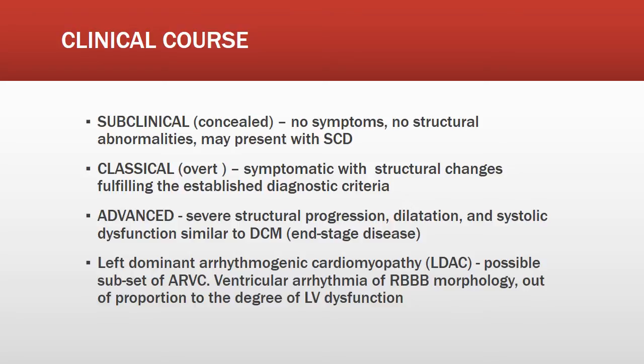Then there's another subset of ARVC, which is the left-dominant arrhythmogenic cardiomyopathy, where you can have a patient presenting with ventricular arrhythmia, but of right bundle branch block morphology, as it is coming from the left ventricle, and this would be out of proportion to the degree of left ventricular dysfunction.